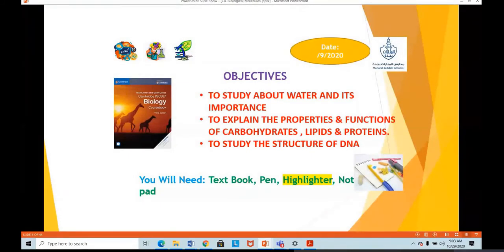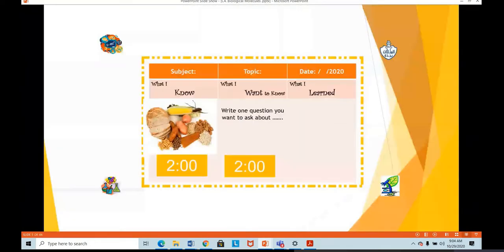The objectives for today's topic would be to explain the properties and functions of proteins. Alright, because we already discussed the properties and functions of carbohydrates in our last topic. And fats we are going to discuss after this. Alright, so today we are going to do chapter 4.4, which is proteins.